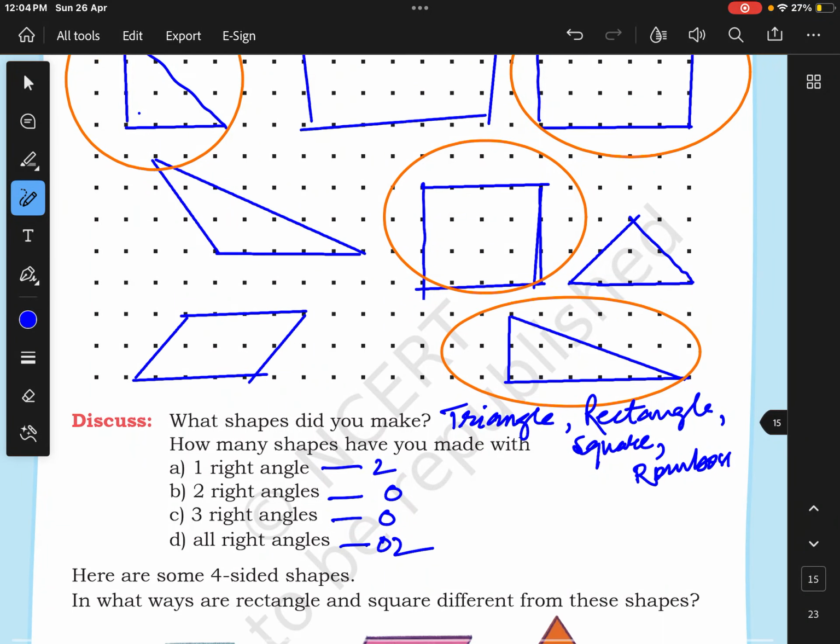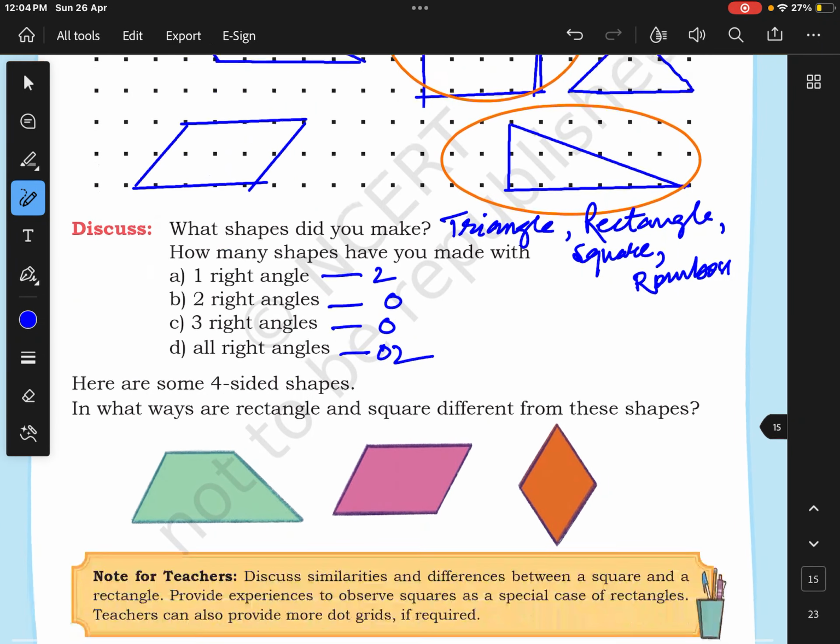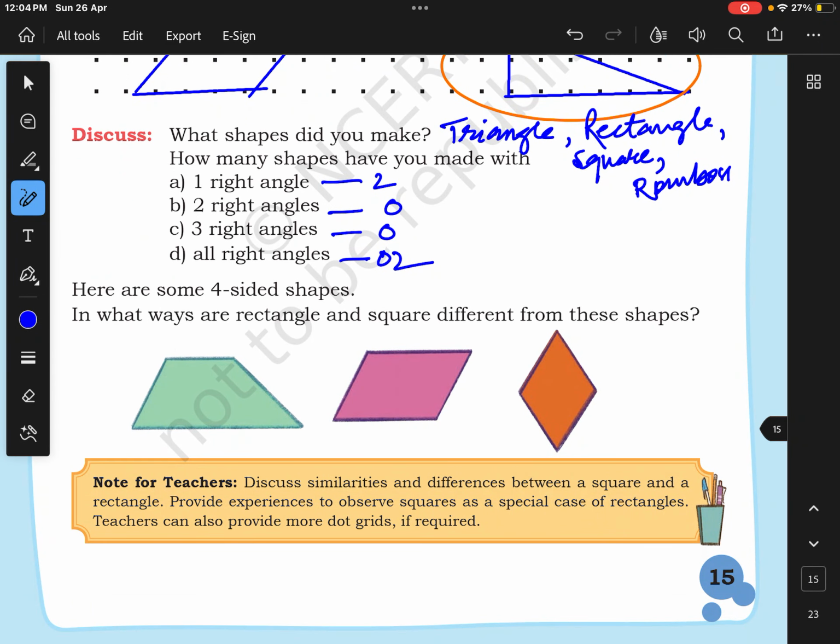Here are some four sided shapes. In what ways are rectangle and square different from these shapes? In these shapes you can see there are no right angles. These shapes are definitely four sided shapes, but they don't have any right angle, so they cannot be a rectangle or a square, because rectangle and square have right angles.